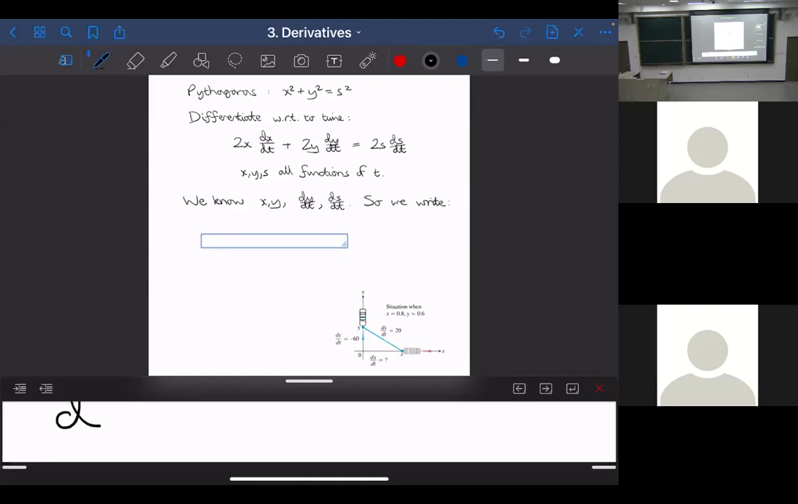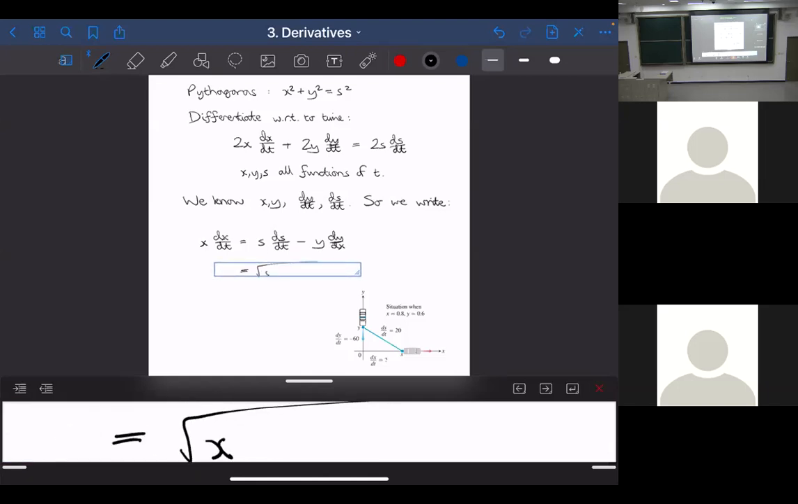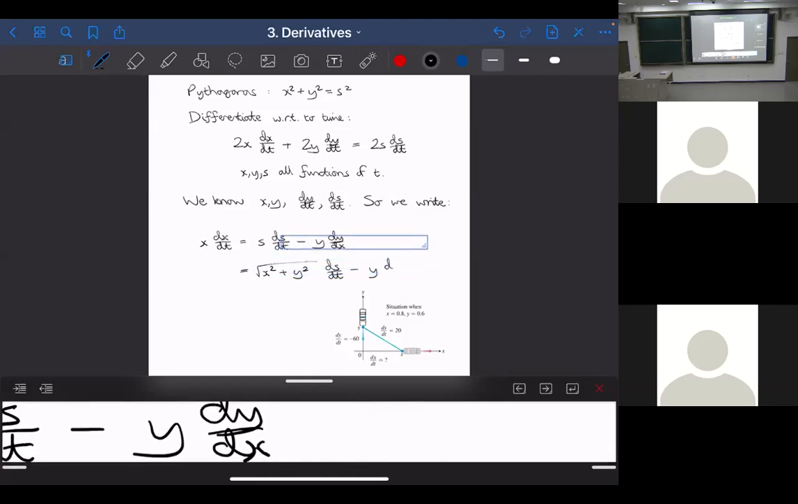So dx by dt, and let's start with x times dx by dt is s times ds by dt minus y times dy by dt. And that is the square root of x squared plus y squared times ds by dt plus dy by dt. Oh, I mean dy by dt here.